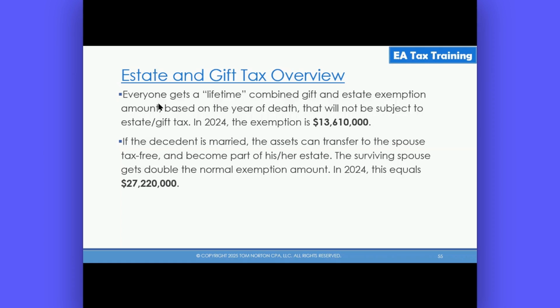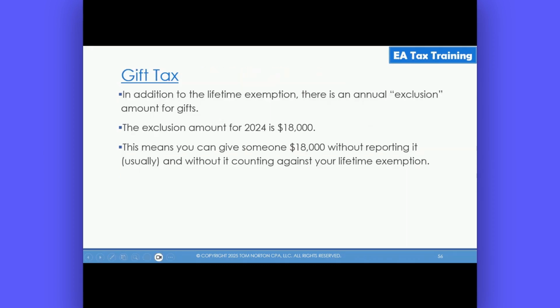Also, that $13,610,000 can potentially double. So if you are married, one spouse dies, all of their assets can then transfer to the living spouse tax-free, and that surviving spouse now gets double the normal exemption. They get their own exemption, plus they get their deceased spouse's exemption. So that totals $27,220,000.